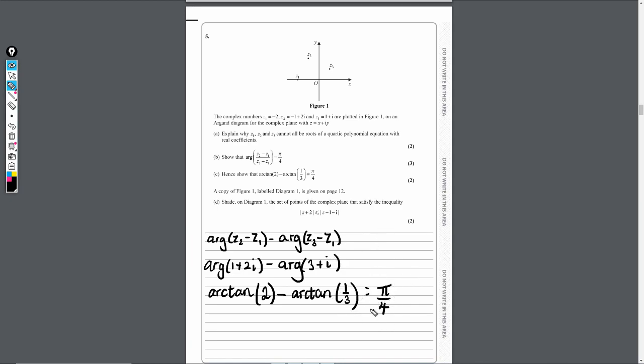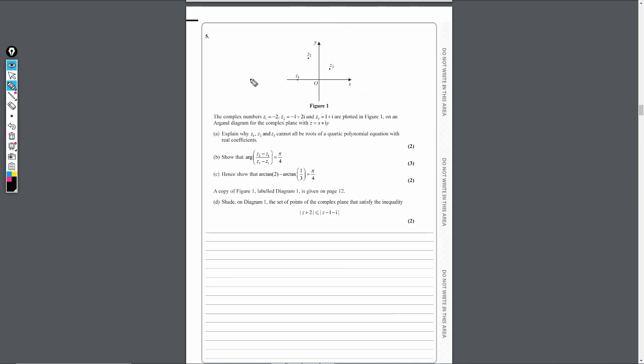And then finally for part D, we've got a copy of figure 1 here, labelled as diagram 1. Diagram 1 is just the exact same as this Argand diagram here, so I will just do it on figure 1. We've got to shade the set of points of the complex plane that satisfy this inequality: the modulus of z plus 2 is less than or equal to the modulus of z minus 1 minus i, for 2 marks.